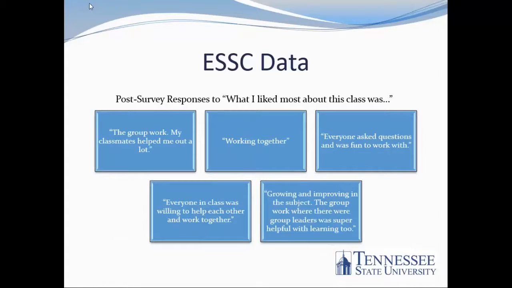Some other post-survey responses to the same prompt, what I liked most about the class: the group work, working together, everyone asks questions. These all speak to the collaborative environment that the class fostered. Everyone in the class was willing to help each other and work together, growing and improving in the subject. The group work, where there were group leaders who were strong and helpful in learning too. So these statements show that the students really did appreciate engaging with their peers and working in groups to learn the course content.